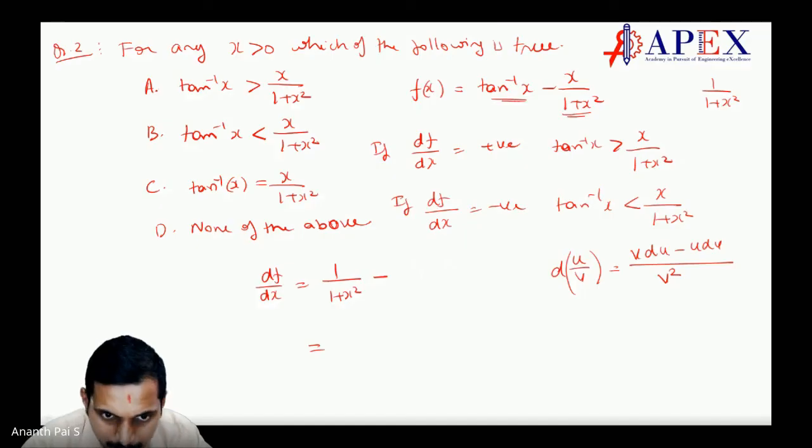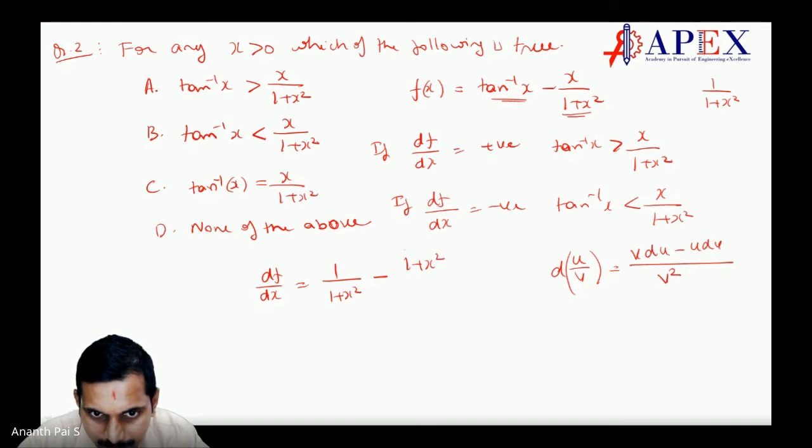This is proper, no? u by v. Sir, v is 1 plus x square. Okay, so v is 1 plus x square. Correct. Then what is du? 1. Correct. Minus. What is this?